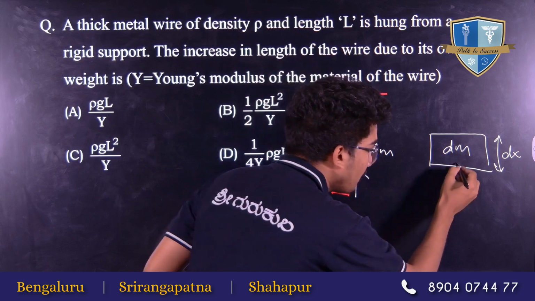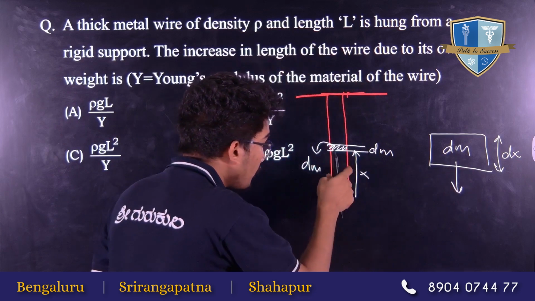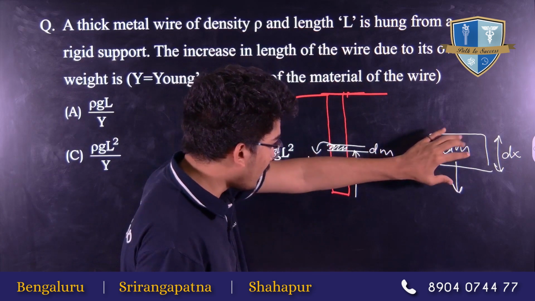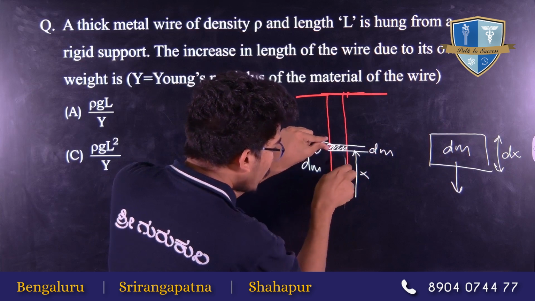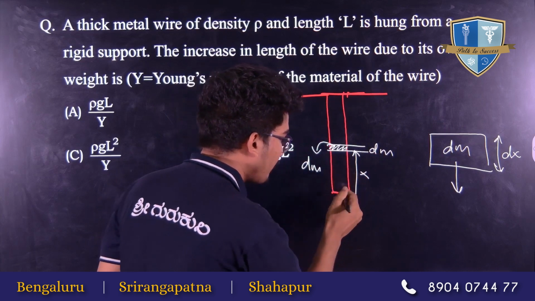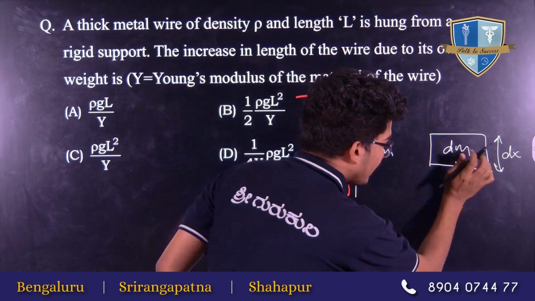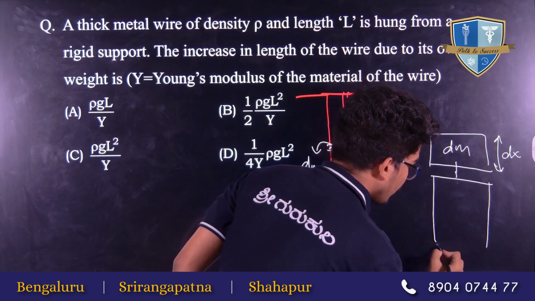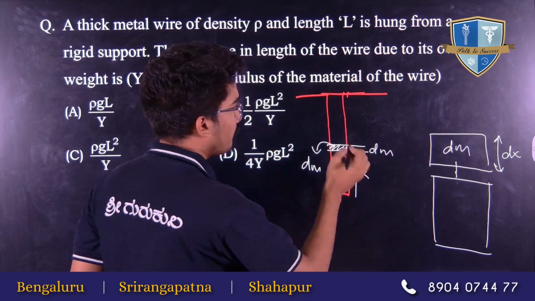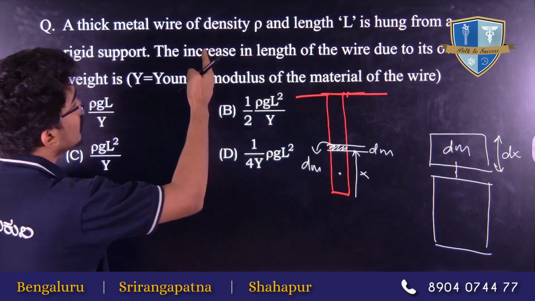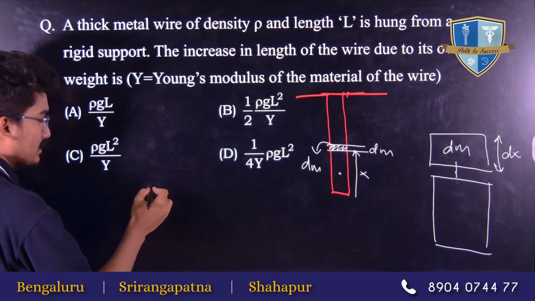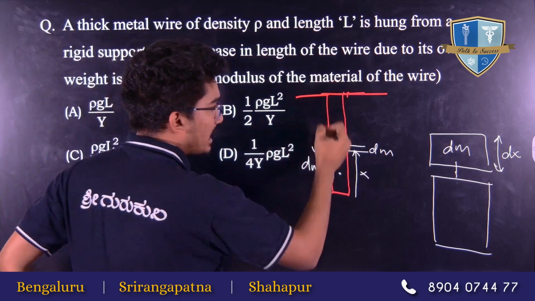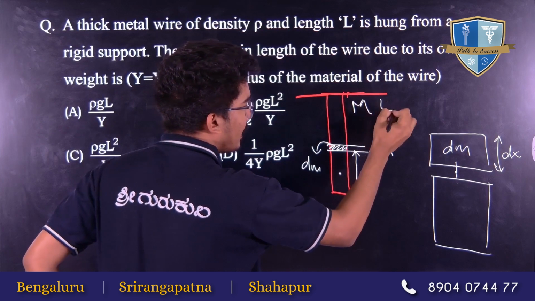This dm mass has been pulled down due to this mass, because this mass has some weight. It is like we have another mass below this which has some weight. If the entire body has a density of rho, let's suppose the entire rod has mass m and length L.